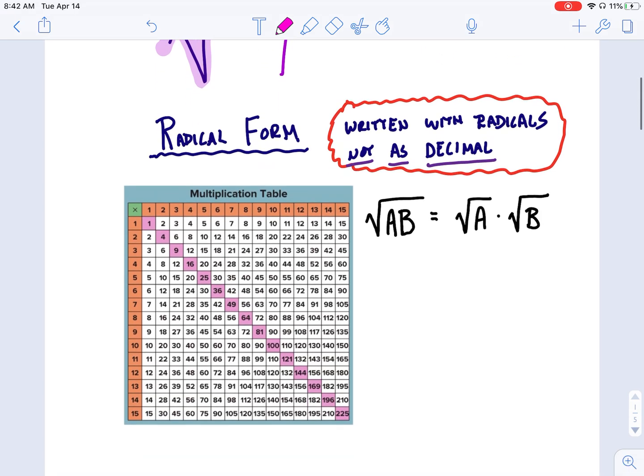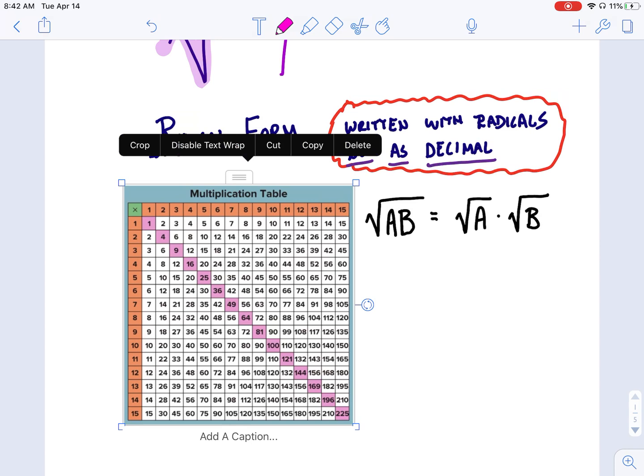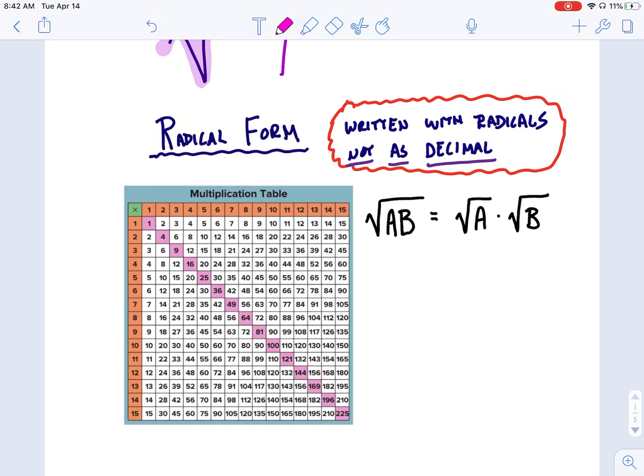A couple other things here. There is a property that allows us to essentially factor radicals. Consider the square root of AB, which we might also say as root AB. It is equal to root A times root B, which essentially means you can factor these things. So if I take root 8, that's not a perfect square.